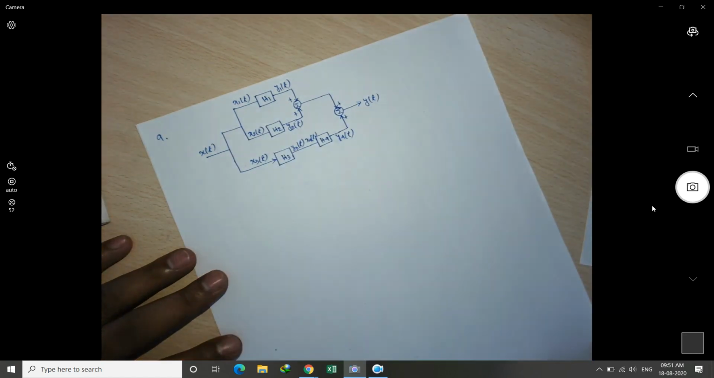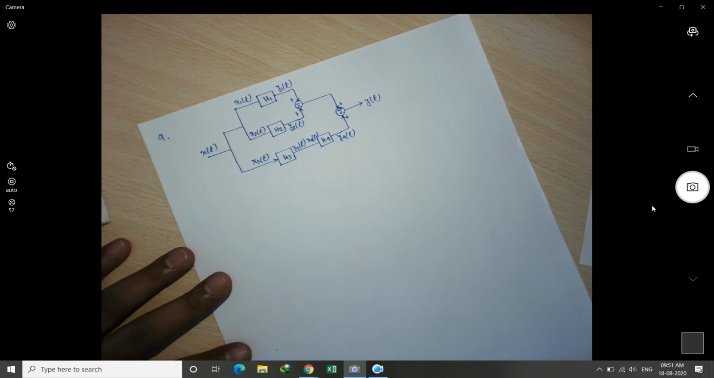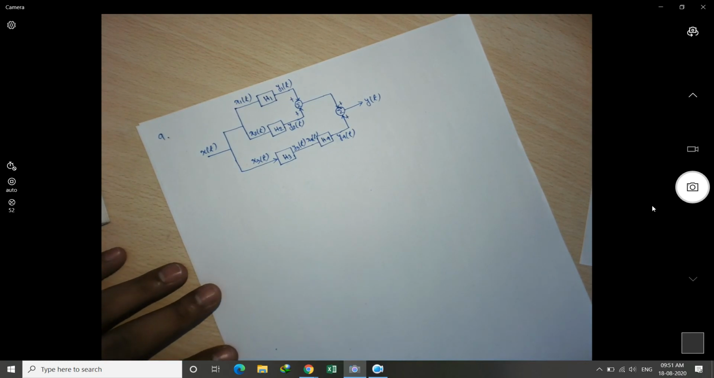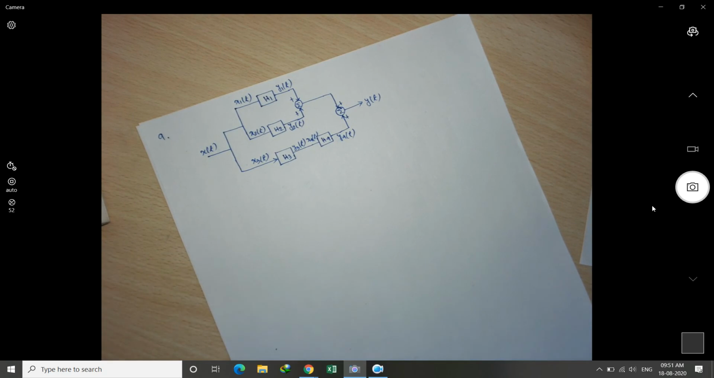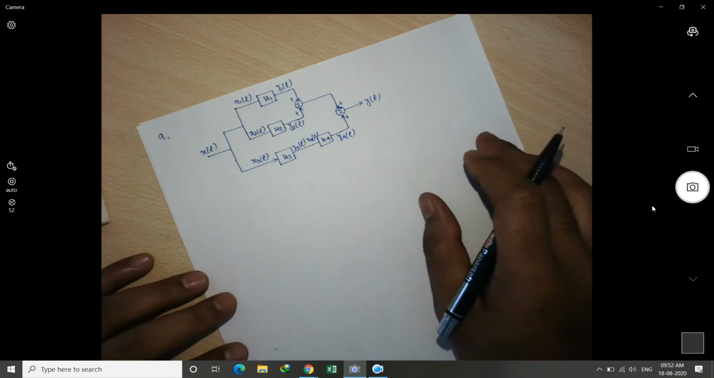So this is the system which contains several subsystems, that is H1, H2, H3 and H4. They have been asking to find the operator H relating xt to yt for the following subsystem operators. So you need to find the overall operator H for the subsystems which relate this xt and yt.